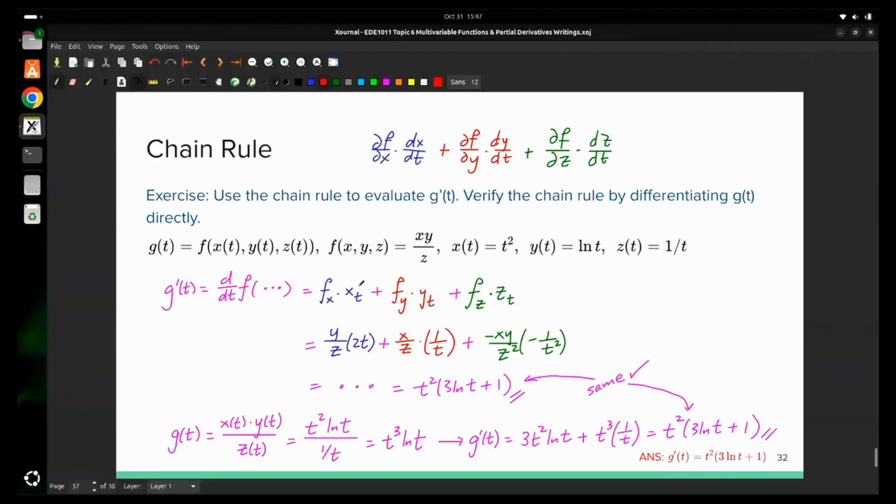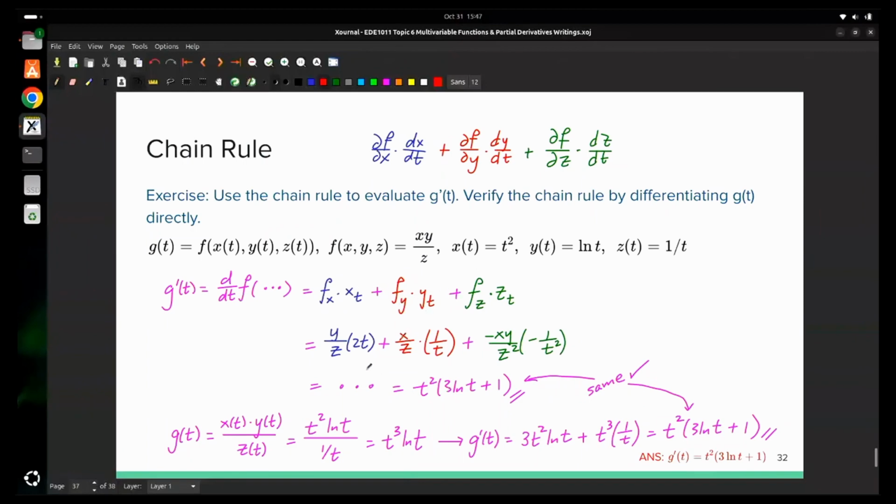Then x sub t is what? x sub t is 2t, because you just differentiate x with respect to t. Then f sub y is x over z. Then y sub t is 1 over t. f sub z: xy times z to the power of minus 1, bring down the minus 1, then z to the power of minus 2. So therefore, minus xy over z squared. Then differentiate z with respect to t: minus 1 over t squared. Is that okay? This chain rule is nothing much. Eventually you just find the individual derivatives, then simplify.